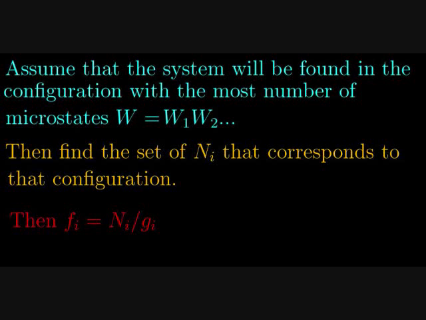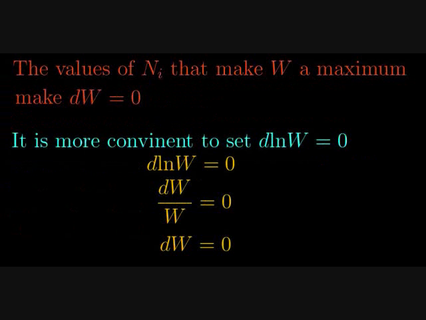We know that the differential of W is 0 when the independent variables n sub i are such that W is maximum. However, because the expression for W involves factorials, it is more convenient to set the differential of the natural log of W equal to 0. This occurs at the same values of n sub i, as can be seen by noting that the differential of the natural log of W is dW over W, so that we can multiply d natural log of W equals 0 by W to get dW equals 0.